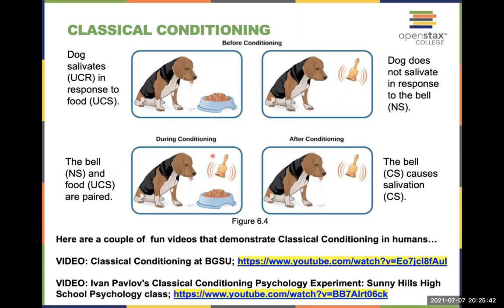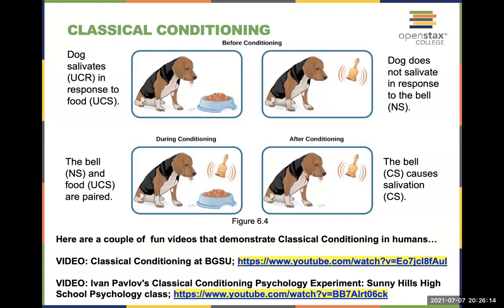During conditioning, this is when you begin to pair the bell with the food. So the bell, the neutral stimulus, gets paired with the unconditioned stimulus, the food. So bell, food, bell, food, bell, food. Once that pairing exists, when the dog hears the bell, he now anticipates, he's learned that he's going to get food, right? Or he learned that he can anticipate getting food.